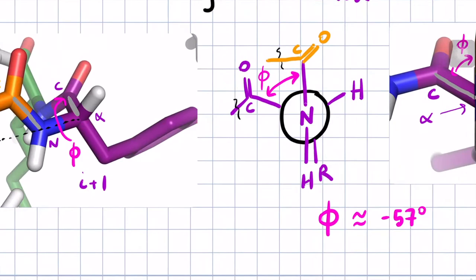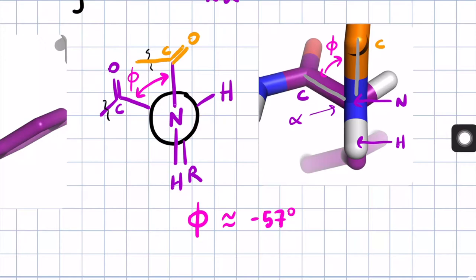And here is an image from that actual structure of this helical protein looking down the purple nitrogen to purple alpha carbon bond. And you can see that here is the bond between the amide nitrogen and the orange carbonyl carbon. And here is the bond between the purple alpha carbon and the purple carbonyl carbon. And in pink is the angle between those two lines. And over here on the left is how we would draw that if we were drawing a Newman projection.